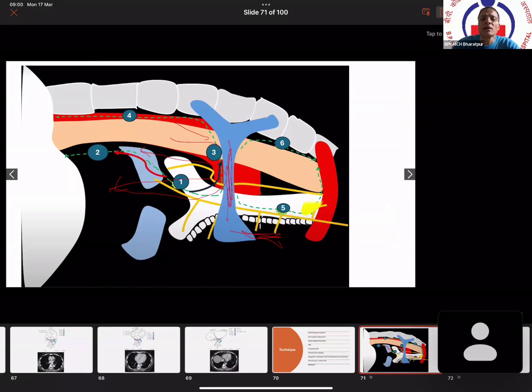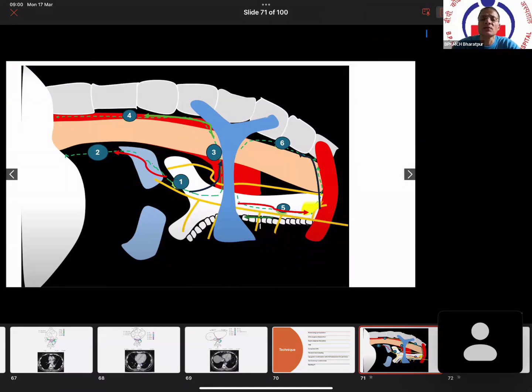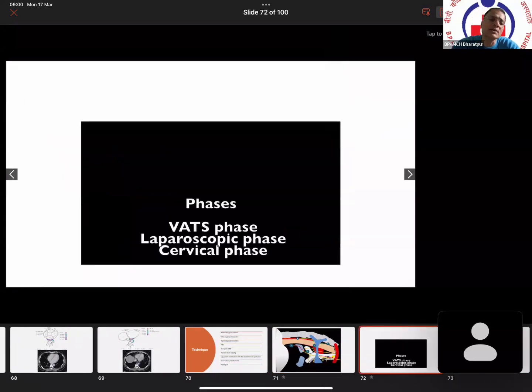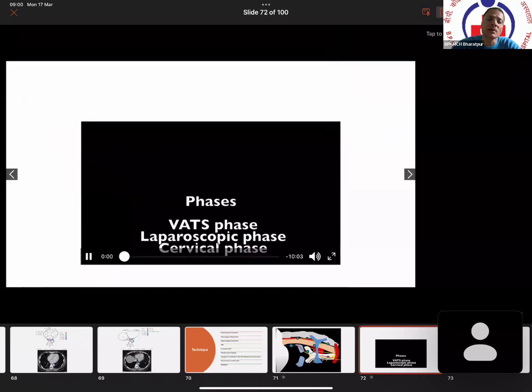This way. Then afterwards, we go for the supra-azygous dissection. If you wish to clean the recurrent laryngeal nerves, we can clean them in the supra-azygous dissection. There's a small video of how we do it in our setup.